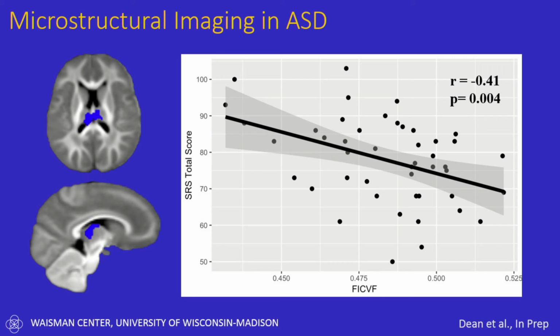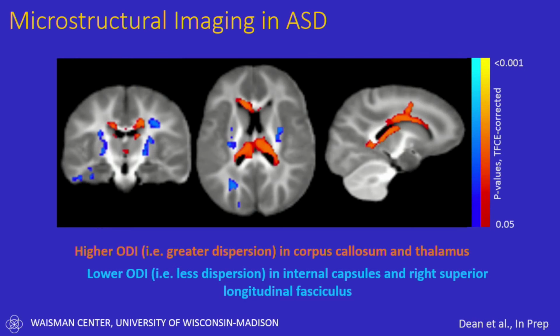And this is, again, a really exciting finding that we're preparing to write up currently. But not only do we see this lower neurite density, but we also see parts of the white matter that actually look more coherent, and there's less dispersion in the brain. So these areas here in blue are showing that. We see that in the internal capsules and in the right superior longitudinal fasciculus, there are actually areas of white matter that seem to be even more coherent than that of our typically developing group.